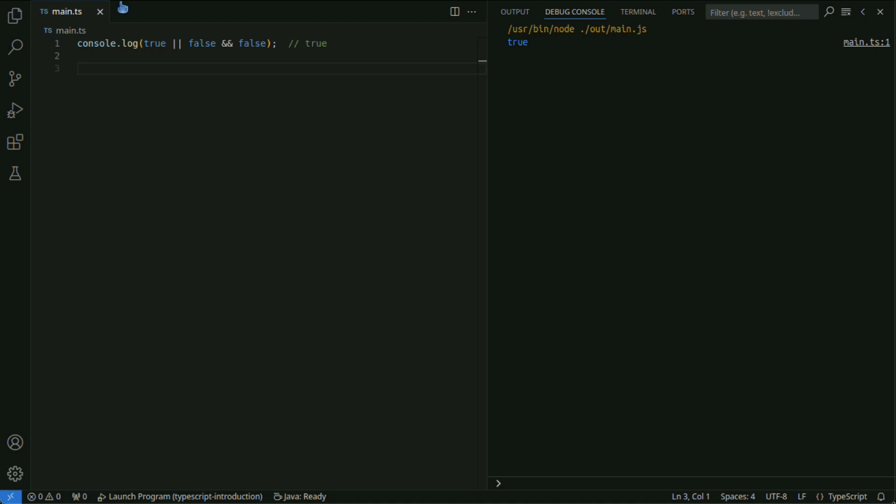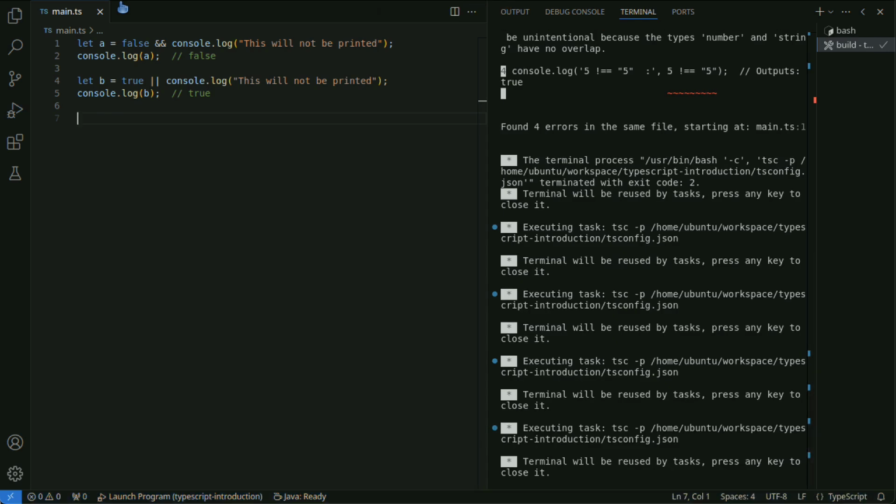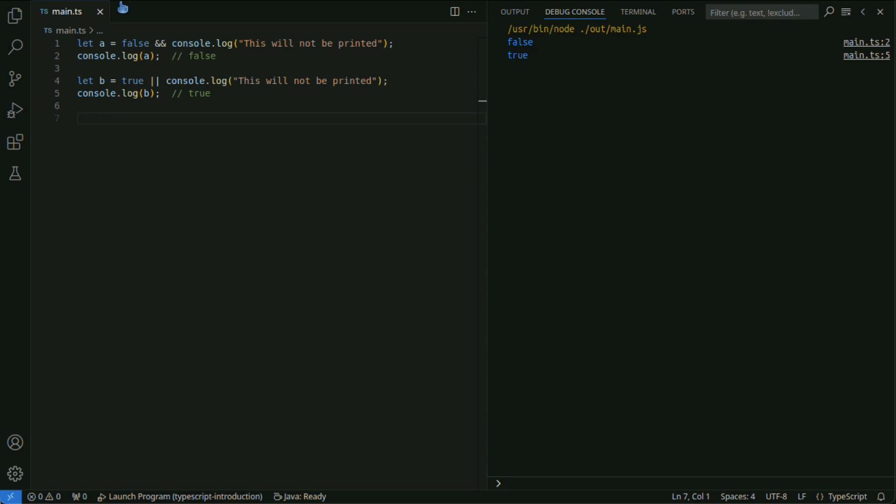In TypeScript, AND and OR perform short-circuit evaluation. If the result is determined by the left-hand value, the right-hand expression is not evaluated. In both cases, console.log is not executed. Using parentheses to explicitly group expressions can prevent misunderstandings about precedence.